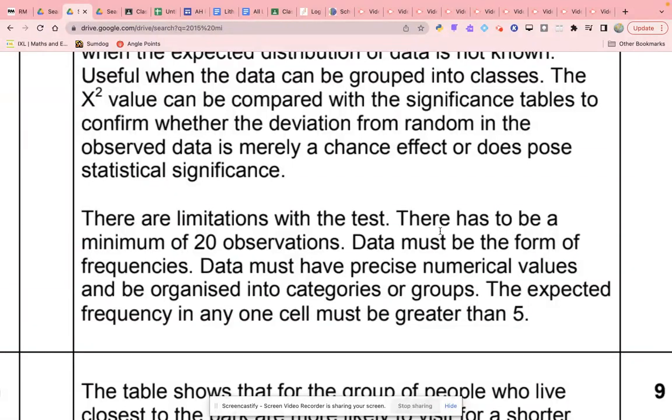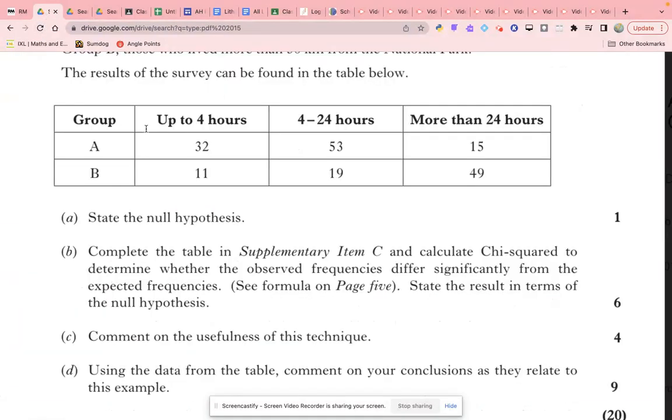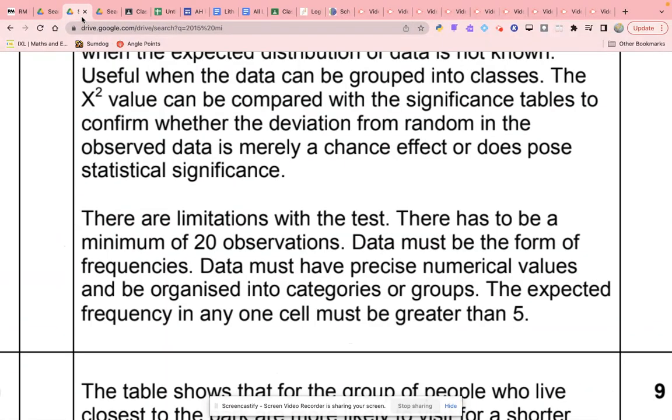Our data has to be in the form of frequencies. Well, it is, and I've already discussed that. Our data must have precise numerical values. So these numbers represent each person that gave an answer, which is a precise numerical value, rather than a derived value or a number we've assigned on the basis of something, a piece of nominal data or ordinal data or ratio data. These are actual people that gave a response in one of these categories, and therefore we can use this data because it's got precise numerical values. And as I've already said, it's organized into categories or groups, which is important.